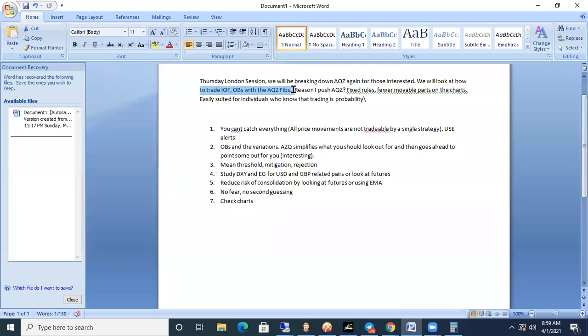And I mentioned also the reason why I push and love the AQZ. It has fixed rules, fewer movable parts on the charts, easily suited for individuals who know and understand that trading is a probability.